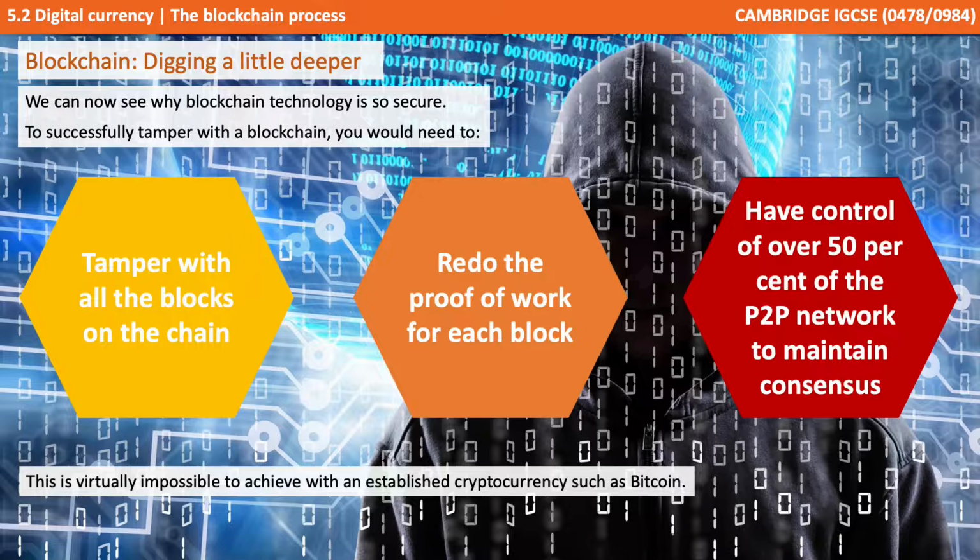We can now see why blockchain technology is so secure. To successfully tamper with a blockchain, you need to tamper with all the blocks in the chain, redo the proof of work for each block, and take control of more than 50% of the peer-to-peer network to maintain consensus. This is virtually impossible to achieve on an established cryptocurrency such as Bitcoin.